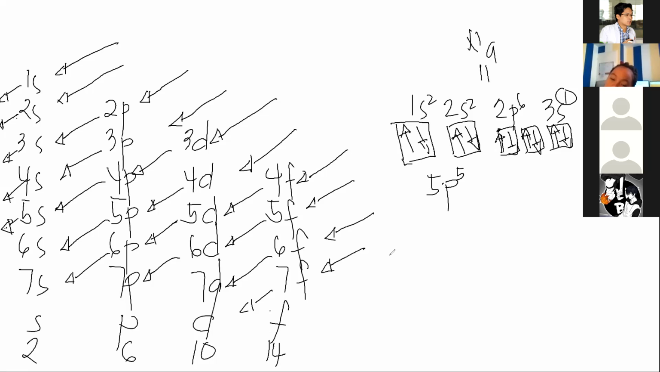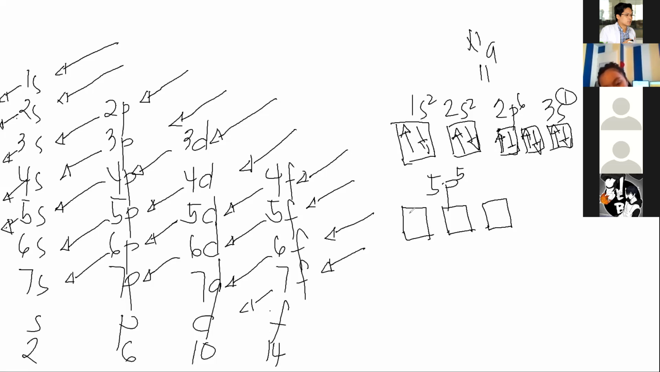How many orbitals does a p contain? We have 3 orbitals. Correct, because it can hold up to the maximum number of 6 electrons. So how can you write 5p5 based on Hund's rule? Up, down, up, down.